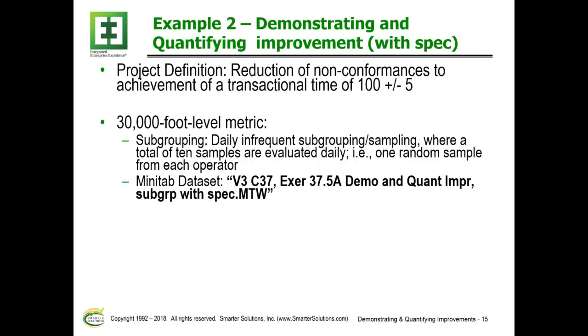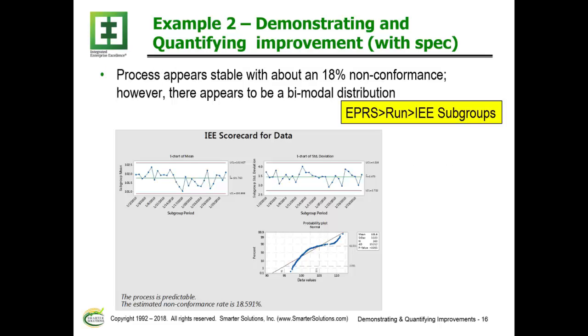For this situation, we have 10 samples evaluated daily. It could be a transactional situation, or it might be a dimension on a part. In this case, we have maybe 10 operators, and we have, say, a random sample from each one of them. This is what our chart would look like that we have created.